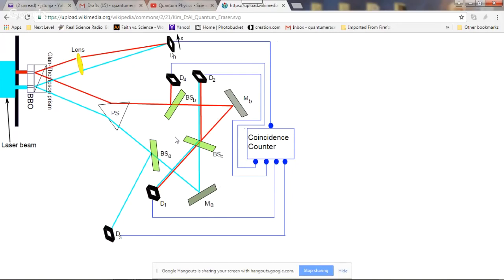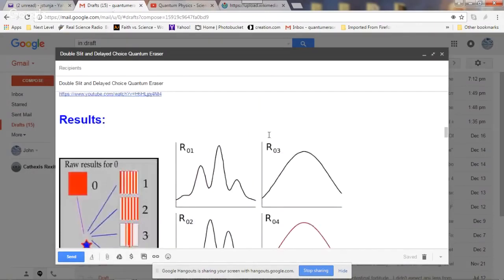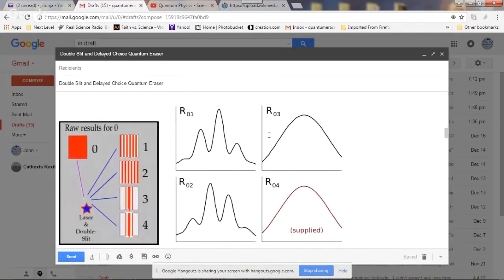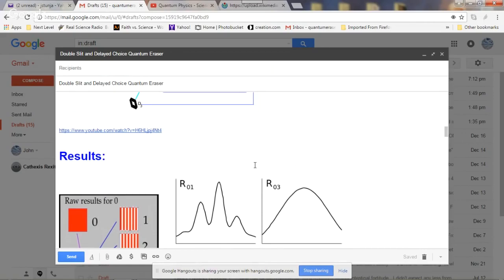This is absolutely jaw-dropping. So let's go back. Let's see the results. As you can see, when the correlation between D0 and the rest of the catcher's mitts are compiled, look at what we got. Between R1 and R2, we have interference patterns. But R3 and R4 show no interference.